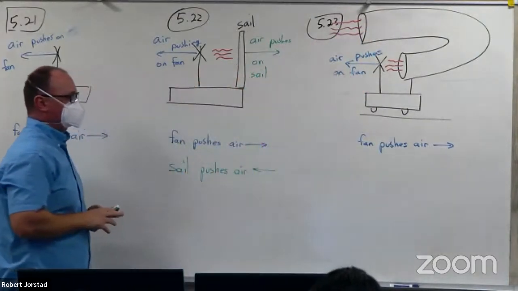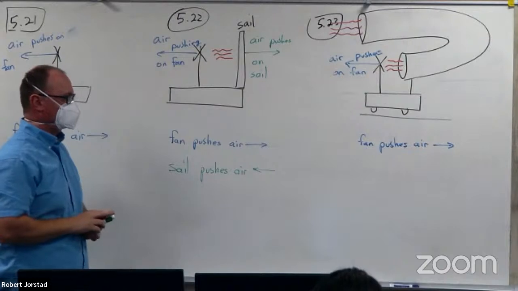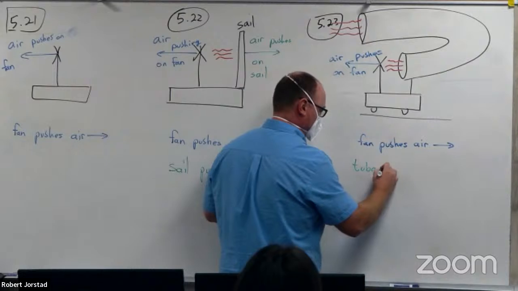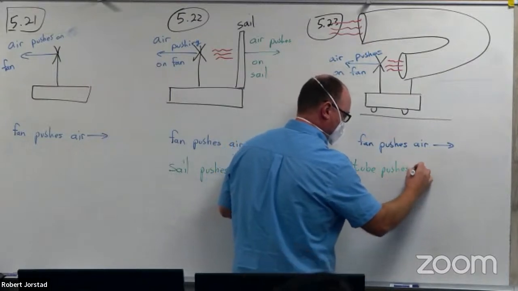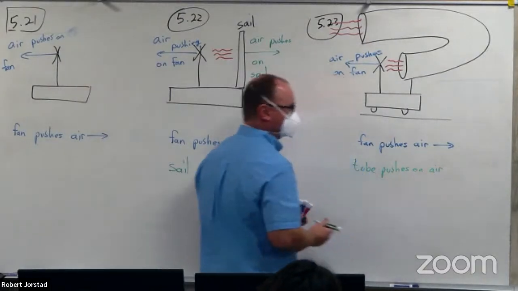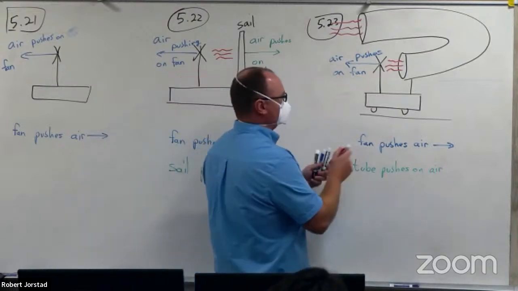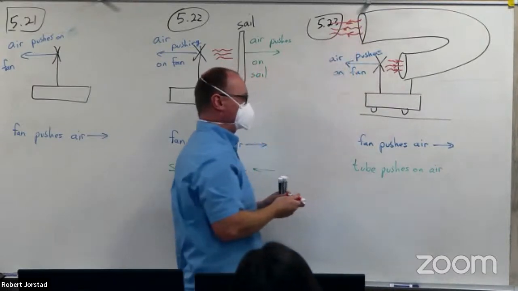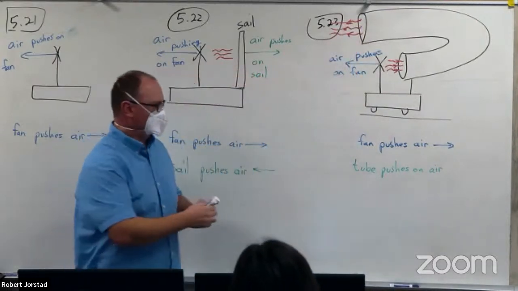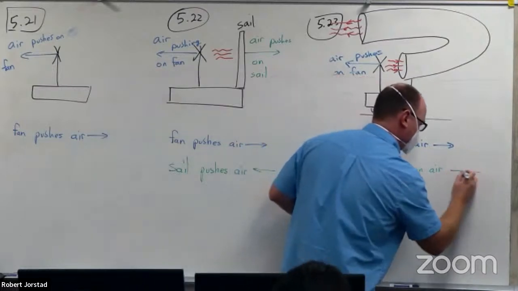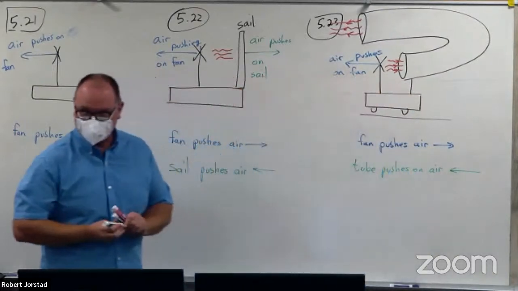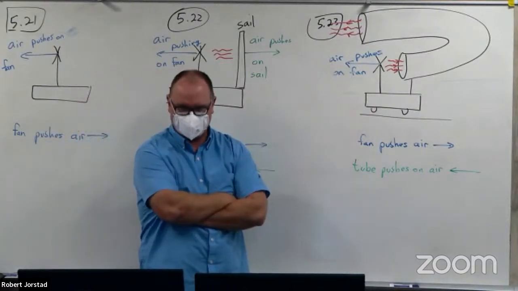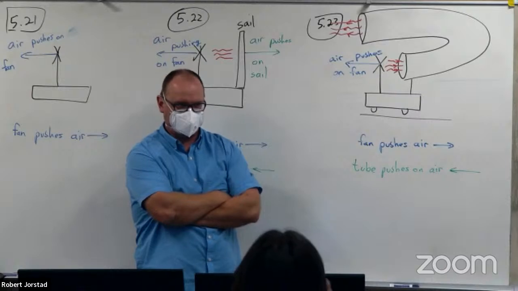Which way does the tube push on the air? Look at the way the air's motion has changed. The air was moving this way. Now the air is moving that way. Which way did the tube push on it? So now my question is, which force is going to be bigger, or are they the same? What's your gut tell you?